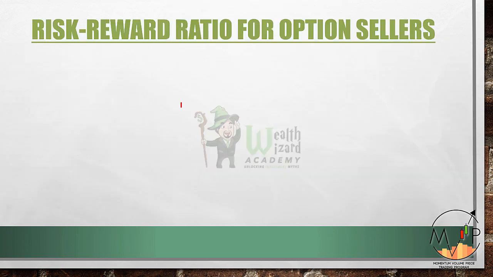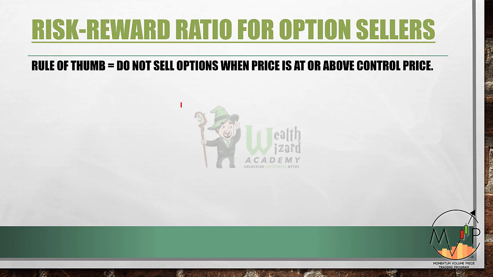I'm going to go about option sellers. This is a topic not talked about by many people, because the way most people try to calculate risk reward ratio for option sellers, you actually end up with a very skewed risk reward ratio. You always end up with the risk being much bigger than the reward if you calculate the usual way.